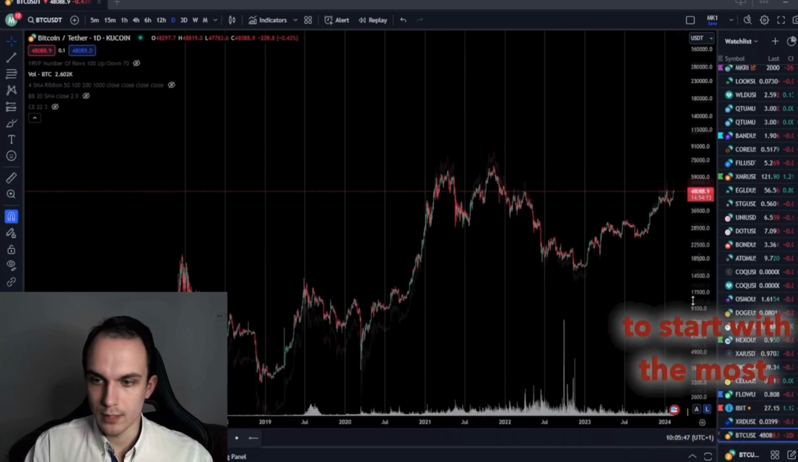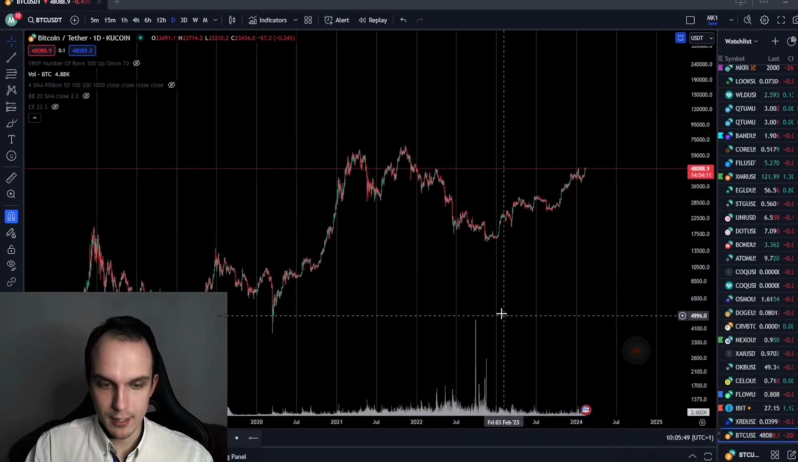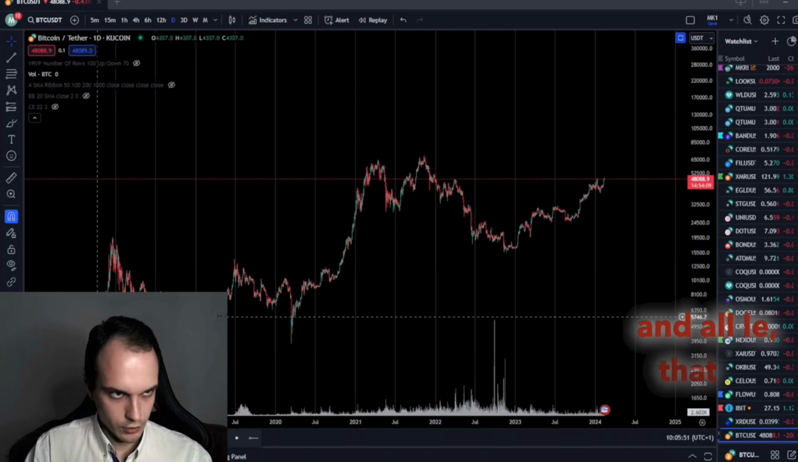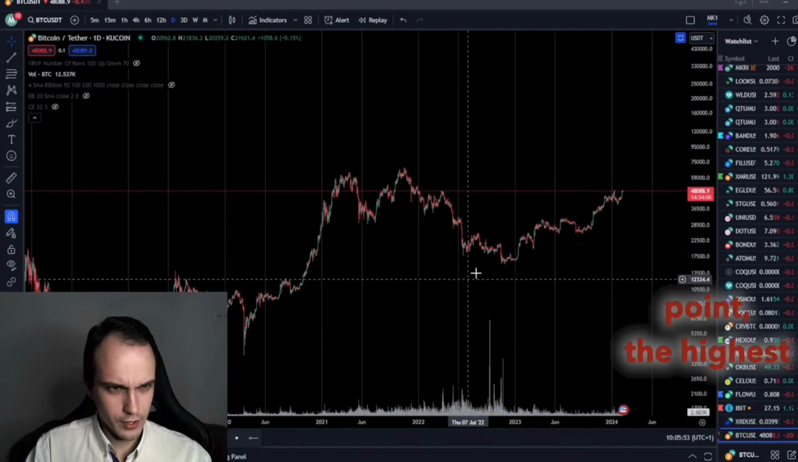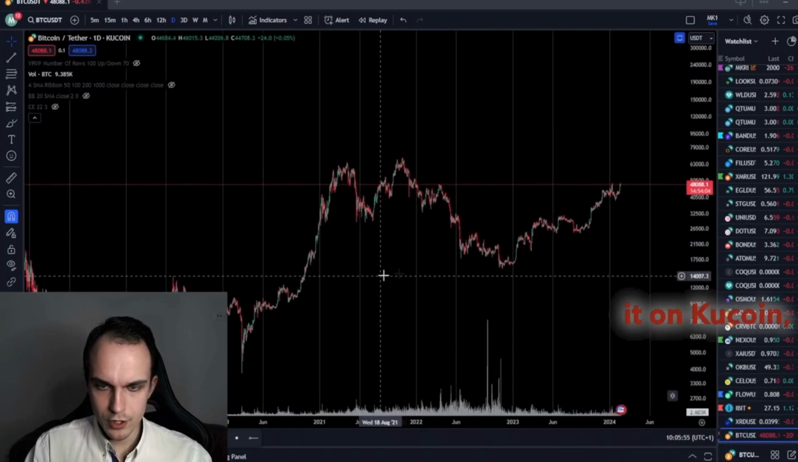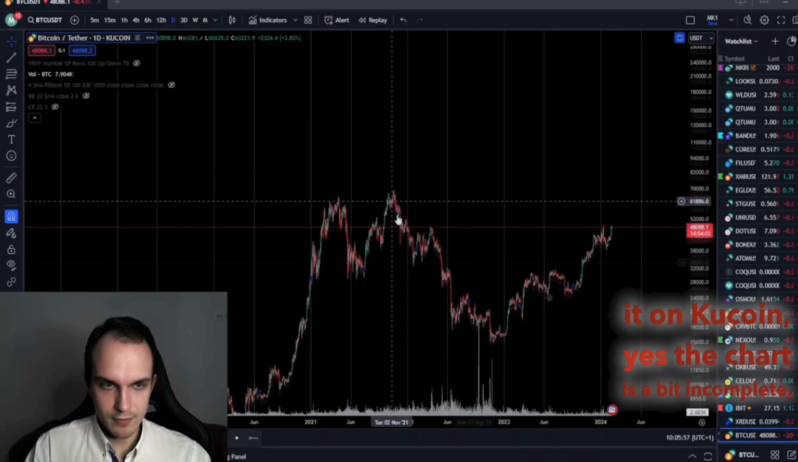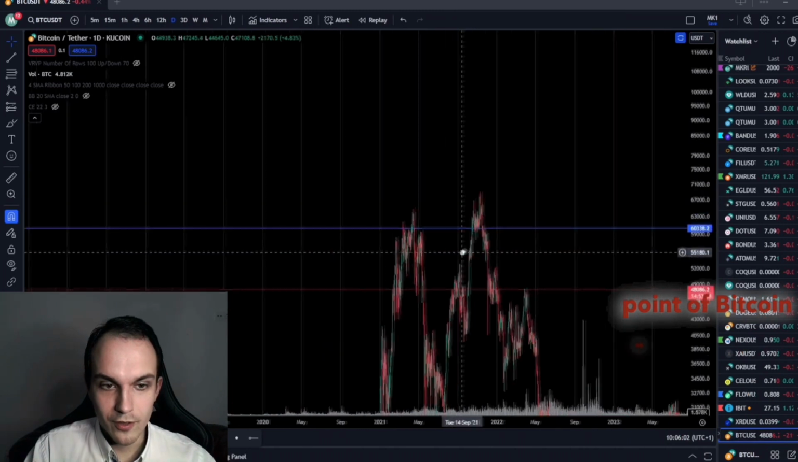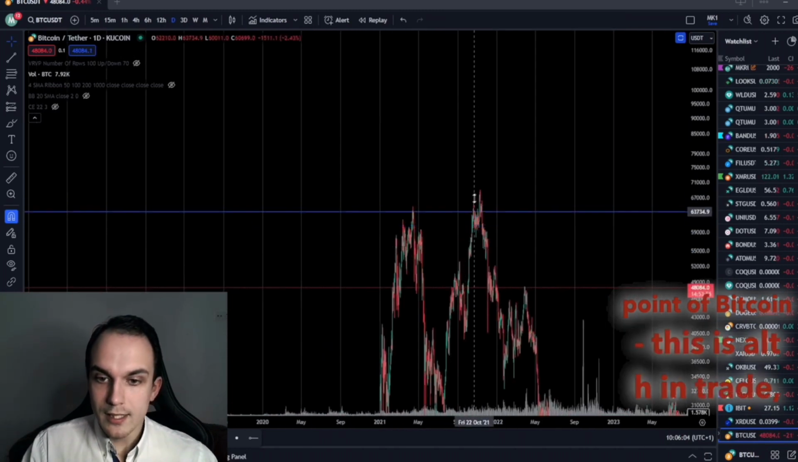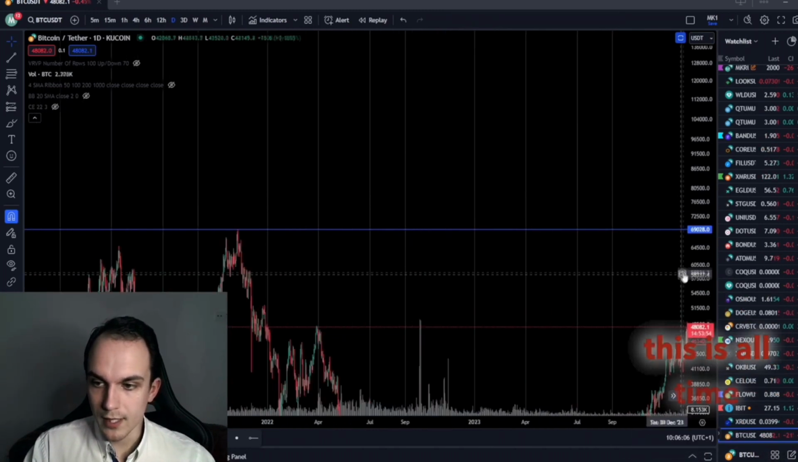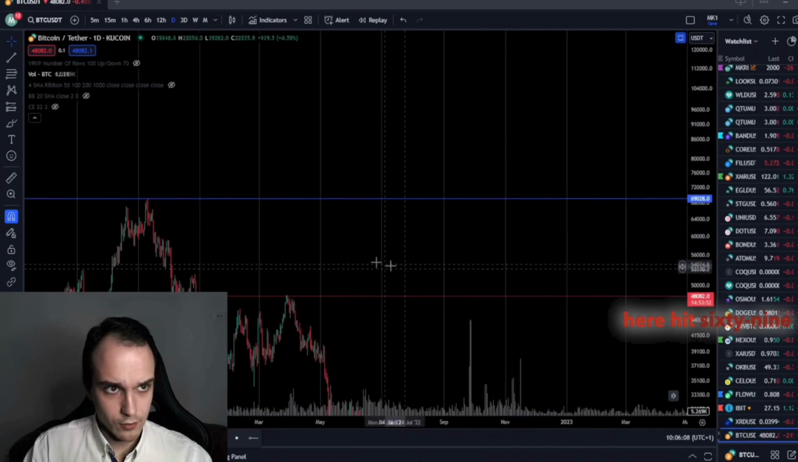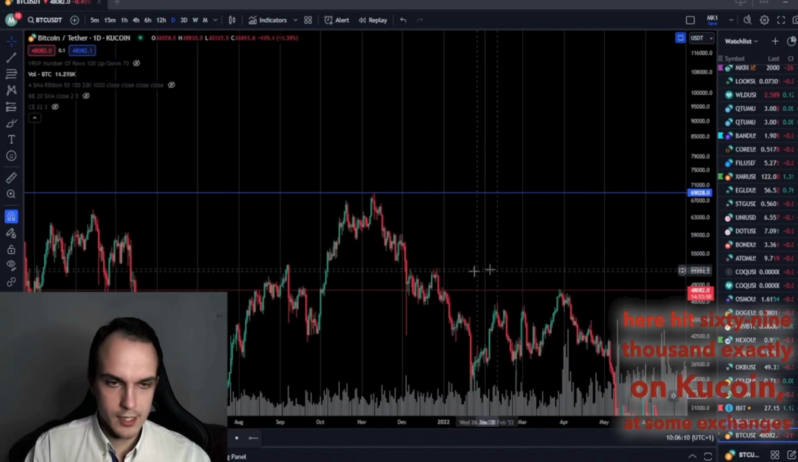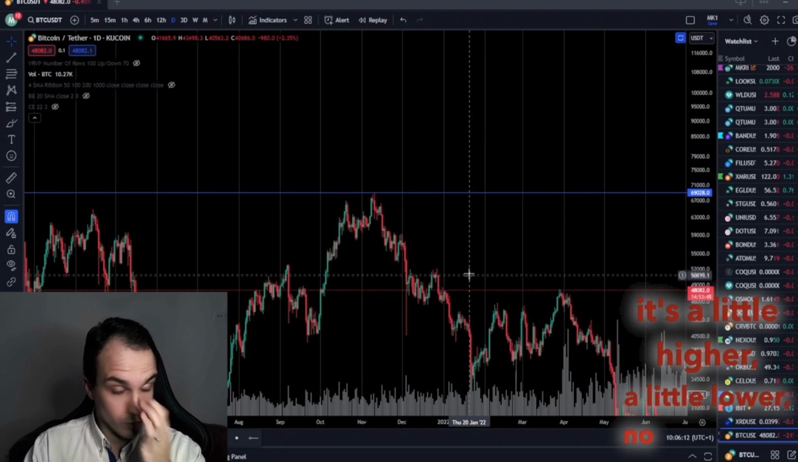To start with, the most important and difficult levels. These are the all-time high and all-time low, that is, the very lowest point and the highest point. Here we have it on KuCoin. The chart is a bit incomplete, but never mind, we will analyze the highest point of Bitcoin even in this format. This is the all-time high. It hit 69,000 exactly on KuCoin. At some exchanges it's a little higher, a little lower, no difference.